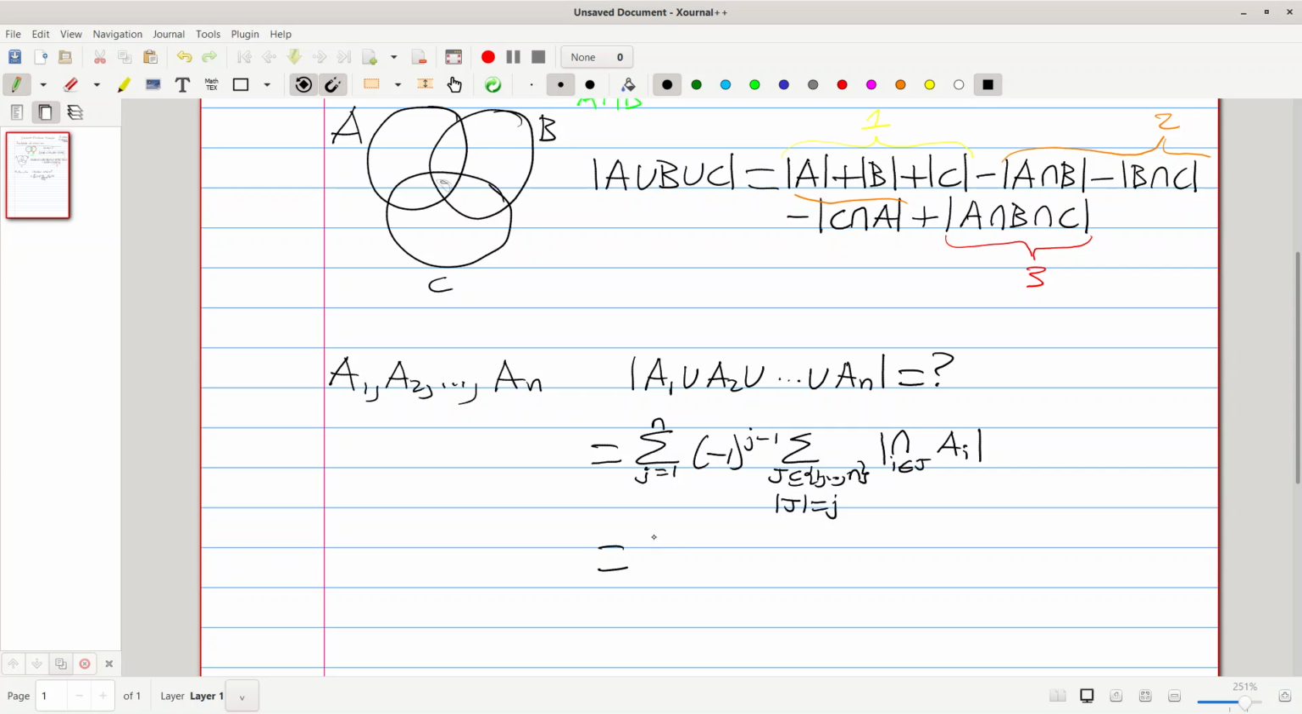Another different way to write it is as follows. I'm just going to sum over all subsets of the numbers from 1 to n, as long as the subset J is not the empty set. And I take the cardinality of the intersection of the elements in J of that particular set. Okay, so that's the official formula for the inclusion-exclusion principle.